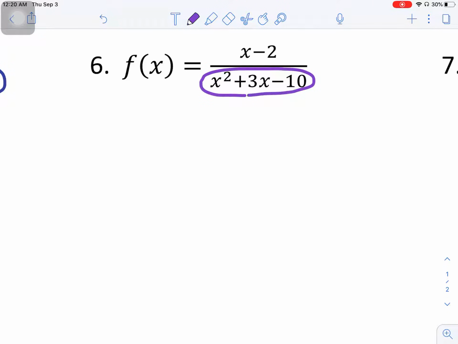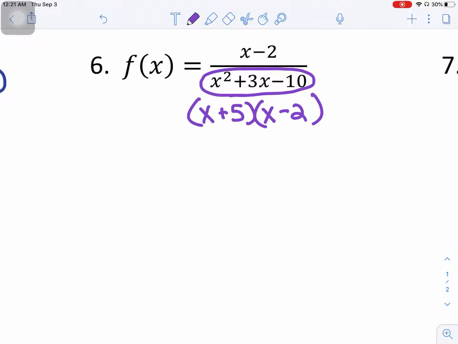And so this denominator, I cannot allow it to be equal to 0. It's x squared plus 3x minus 10. I'm kind of thinking it's factorable. Okay. So I'm going to take a second. I'm going to factor it. And I'm going to say that this is x plus 5 times x minus 2. That should work, right? Yeah, it does.